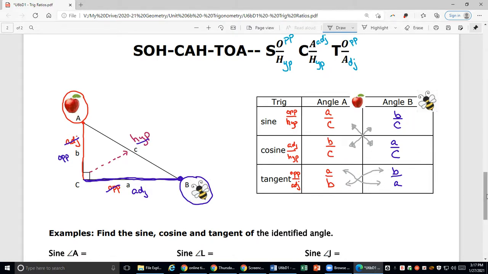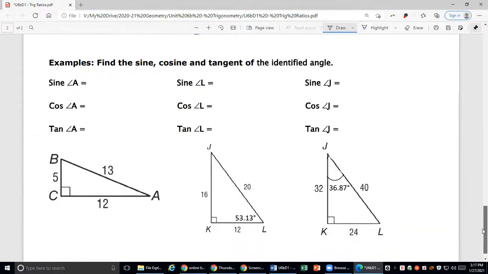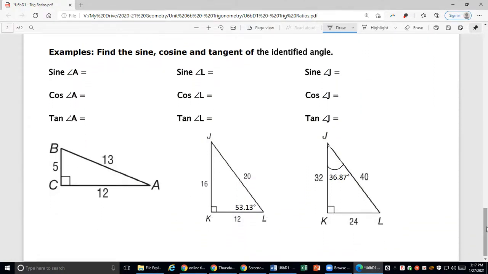In the next video, we are going to see how that applies to triangles with actual values. So make sure you come back to the next video to see how to apply the trigonometric ratios of sine, cosine, and tangent when you have actual values for your side lengths.